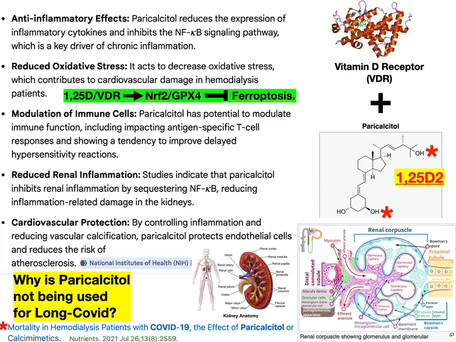The short answer is it already is being used for the treatment of long COVID in certain patient populations. Those patients who have chronic kidney disease. Certainly, paricalcitol was being used in chronic kidney disease patients and hemodialysis patients during the COVID pandemic. And it was demonstrated in one study that paricalcitol provided a substantial survival benefit to hemodialysis patients who were taking paricalcitol prior to and during their COVID infection.